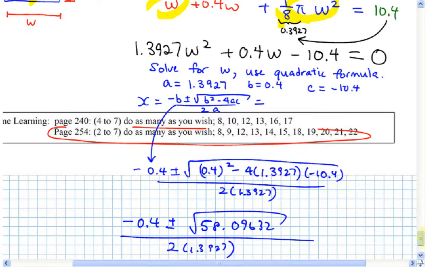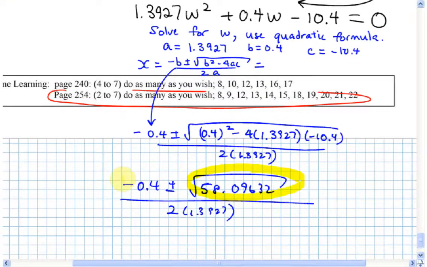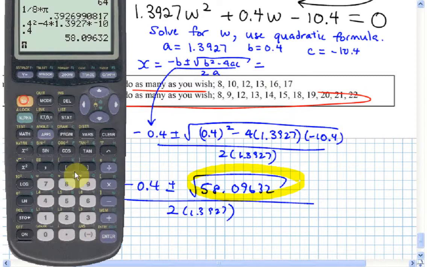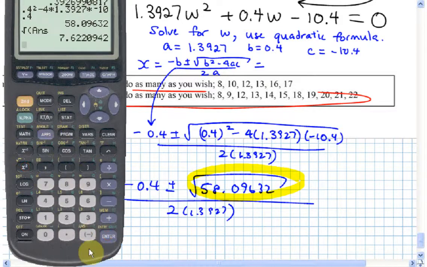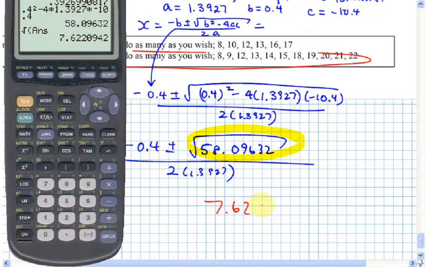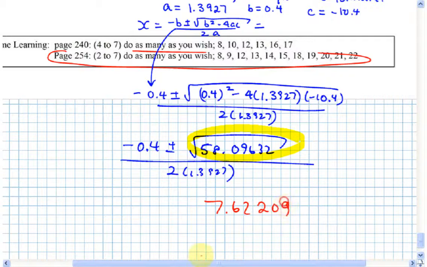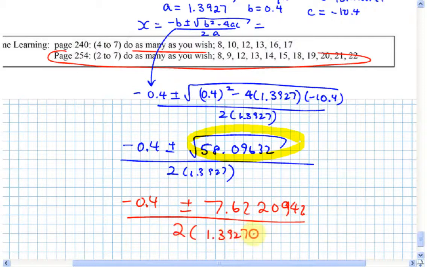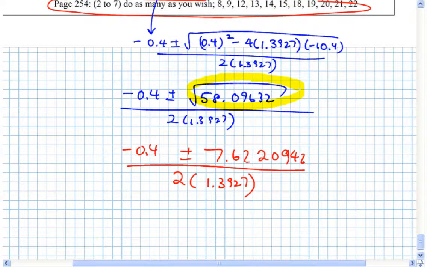Now, I would then do this next, okay? Square root, which is about 7.622. Now, notice I'm not actually rounding yet, okay? 7.6220942. Good. Okay. Now, by the way, if you want to simplify the denominator, you can, but if you want to leave it as 2 times that, that's fine. Okay, now, once again, there are two answers, but which one can I automatically get rid of? The negative, right? So really, just take the positive part.